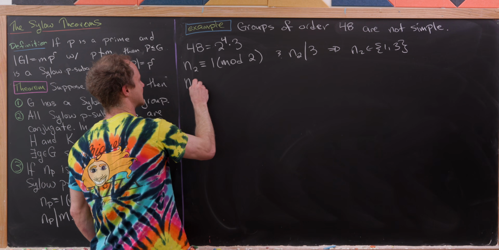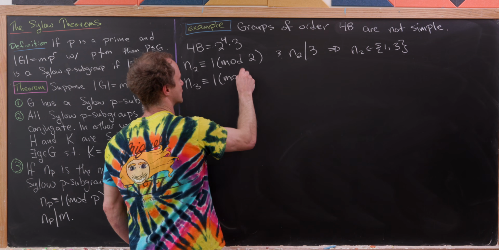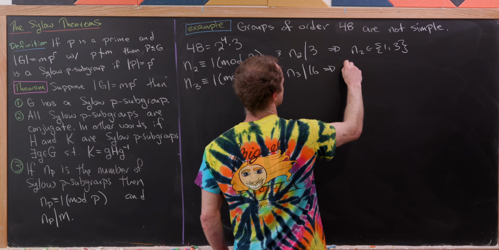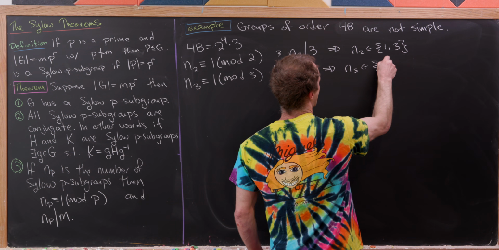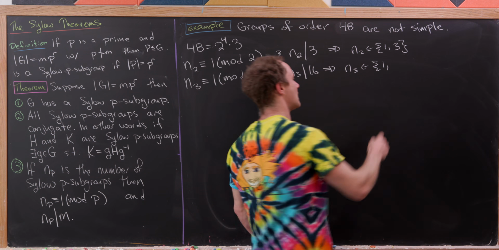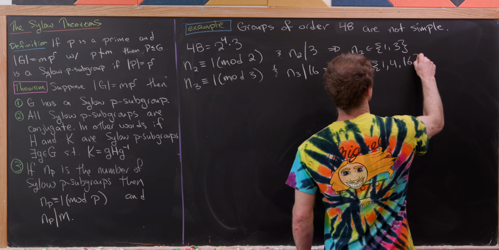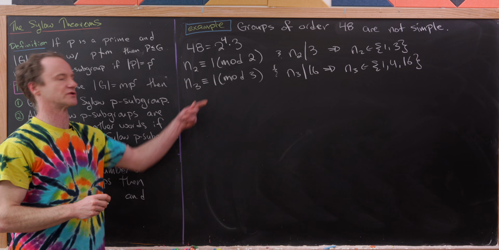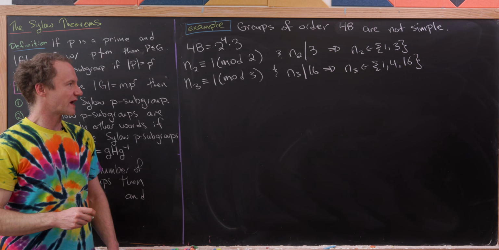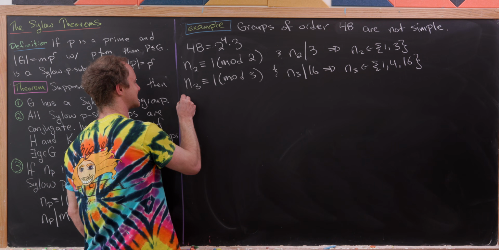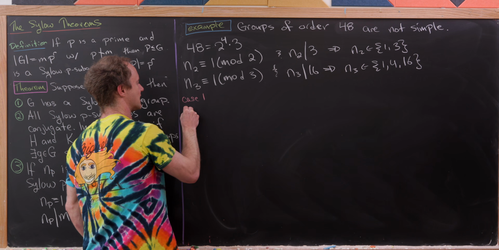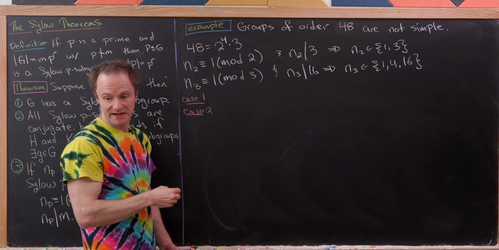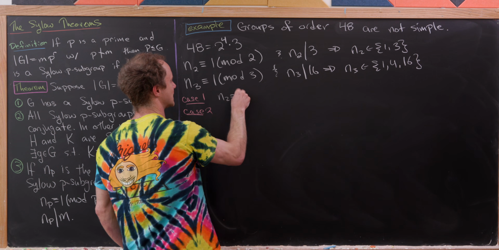Now let's move on to the next case. So we know that N3 has got to be congruent to 1 mod 3, and N3 must divide 16. So that means that N3 has to come from the set 1, 4, or 16. Those are the powers of 2 between 1 and 16 that are congruent to 1 mod 3. Okay, so now let's break this down into maybe a silly case and then the case that will require all of the work. So let's say our first case is what happens if N2 is equal to 1.